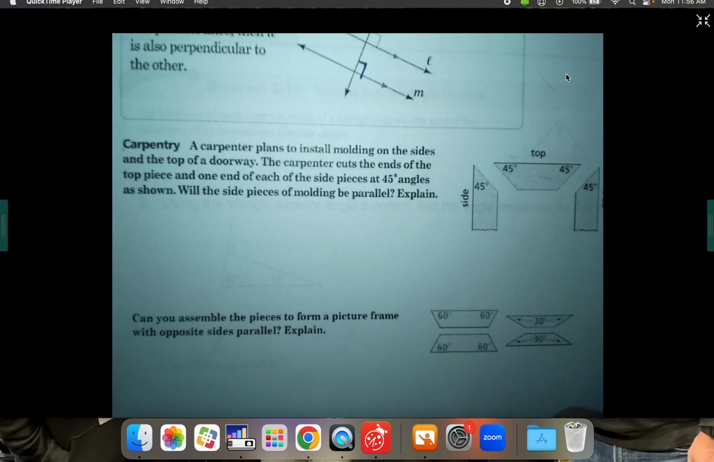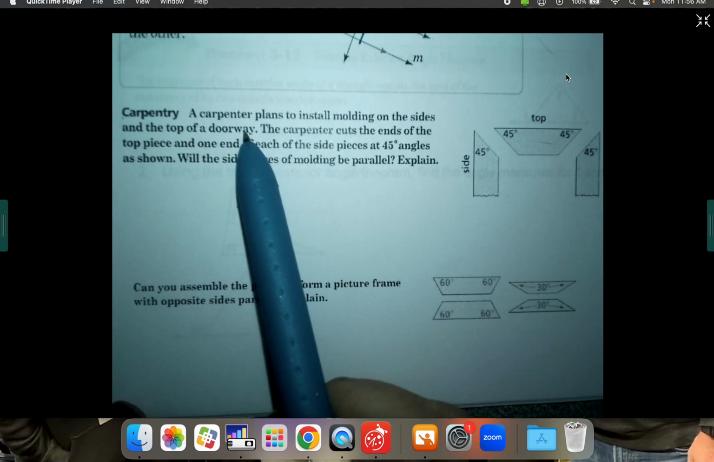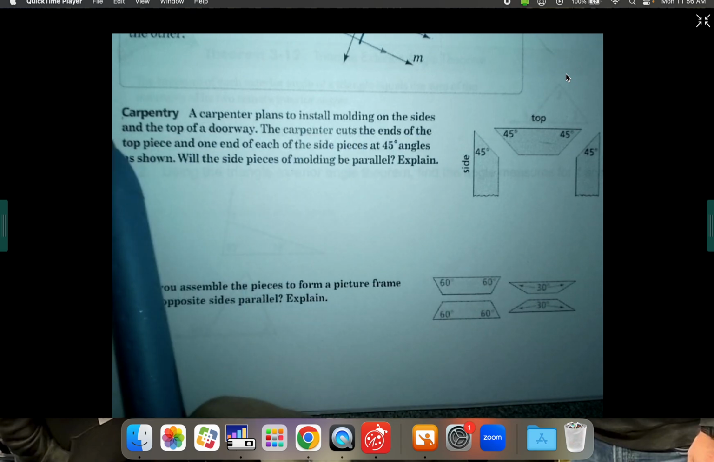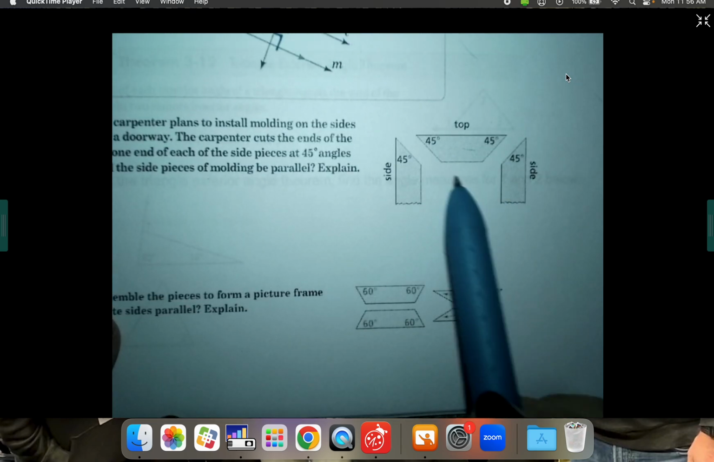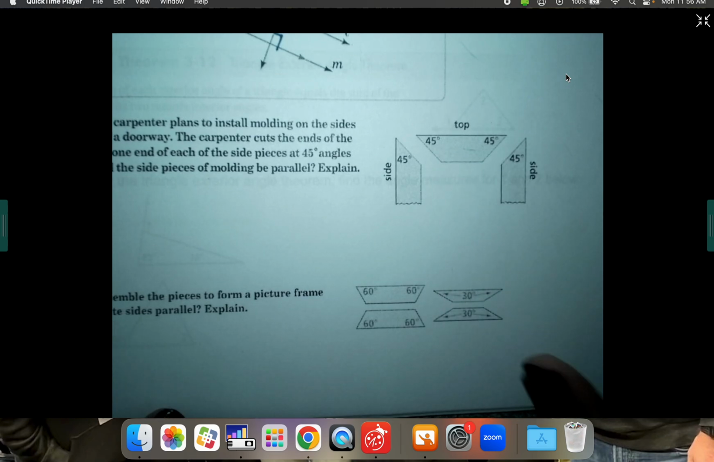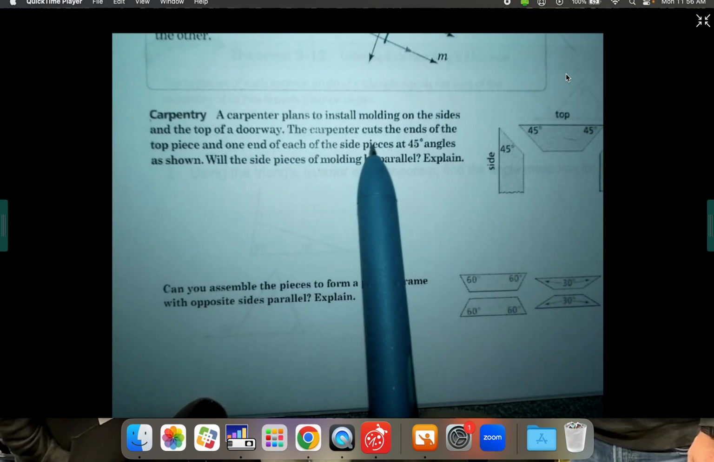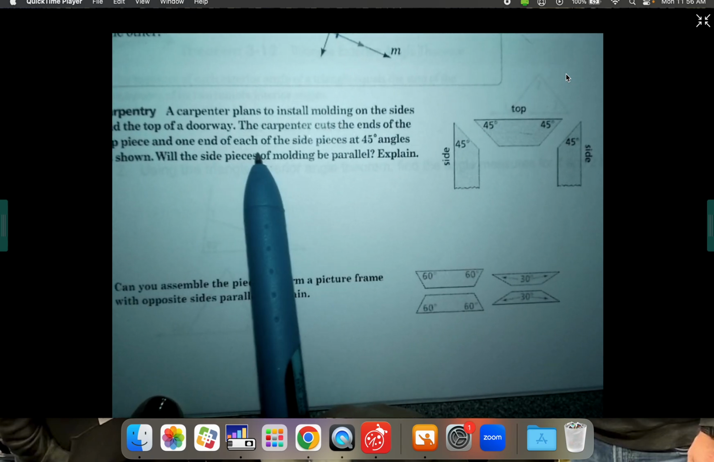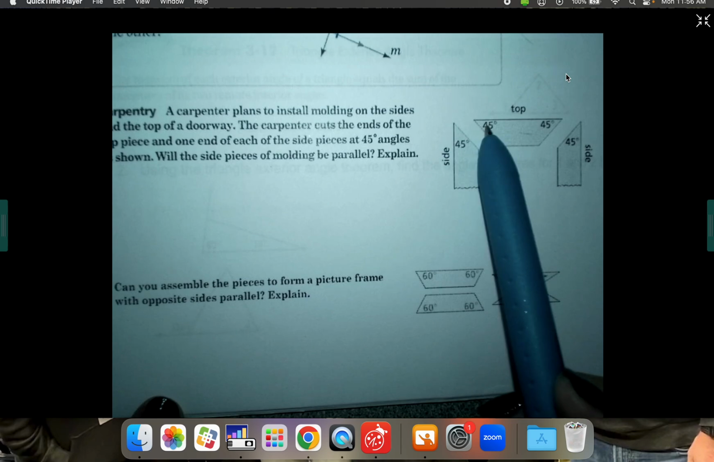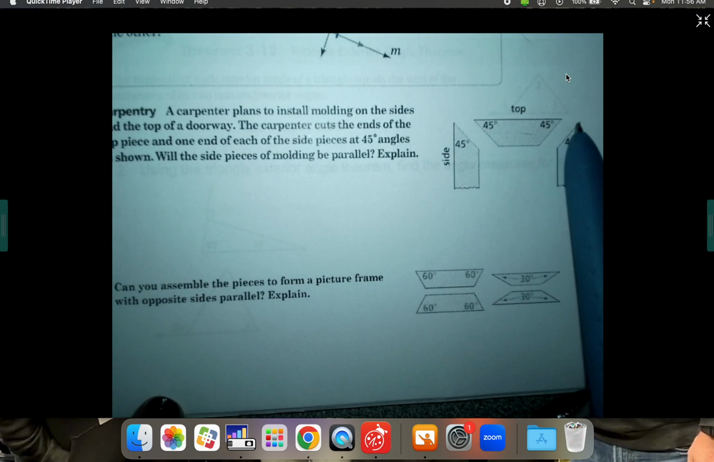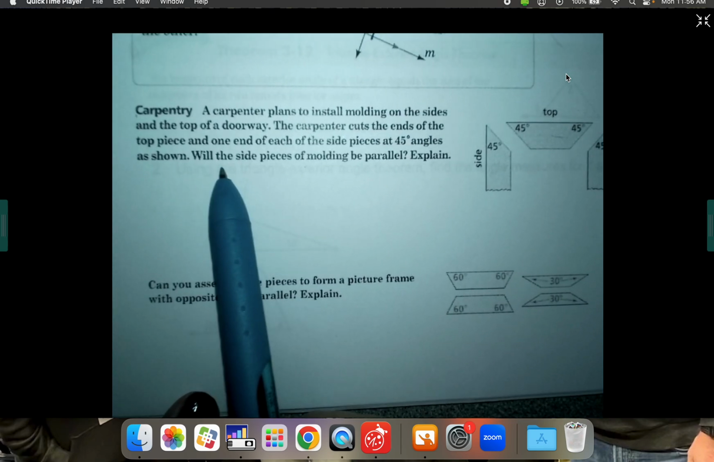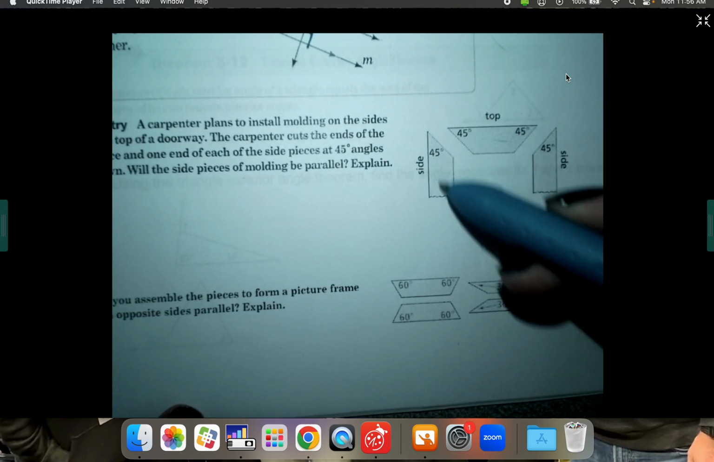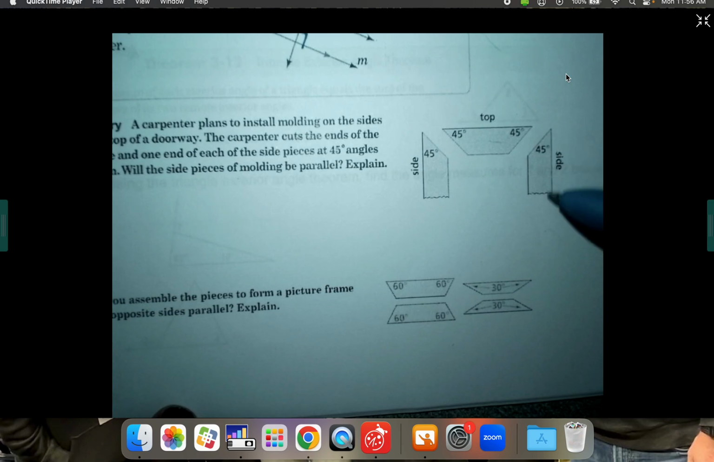Okay, so let's try to use these problems. Carpentry. A carpenter plans to install molding, like crown molding, on the sides and on the top of a doorway. So here are the sides, and here's the top of the doorway. The carpenter cuts the ends of the top piece and one end of each of the side pieces at 45-degree angles, as shown. Will the side pieces of molding be parallel? So will this side be parallel to this side?